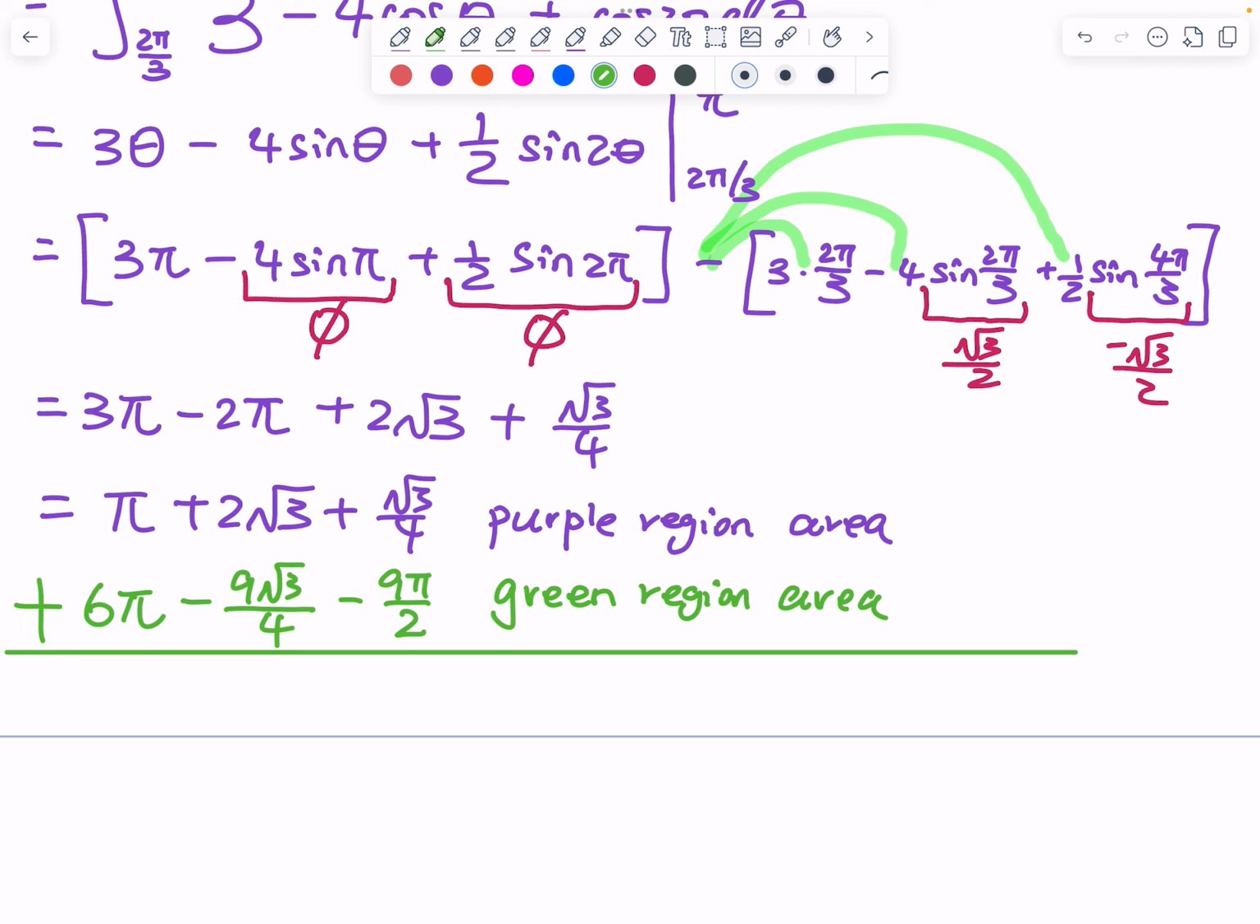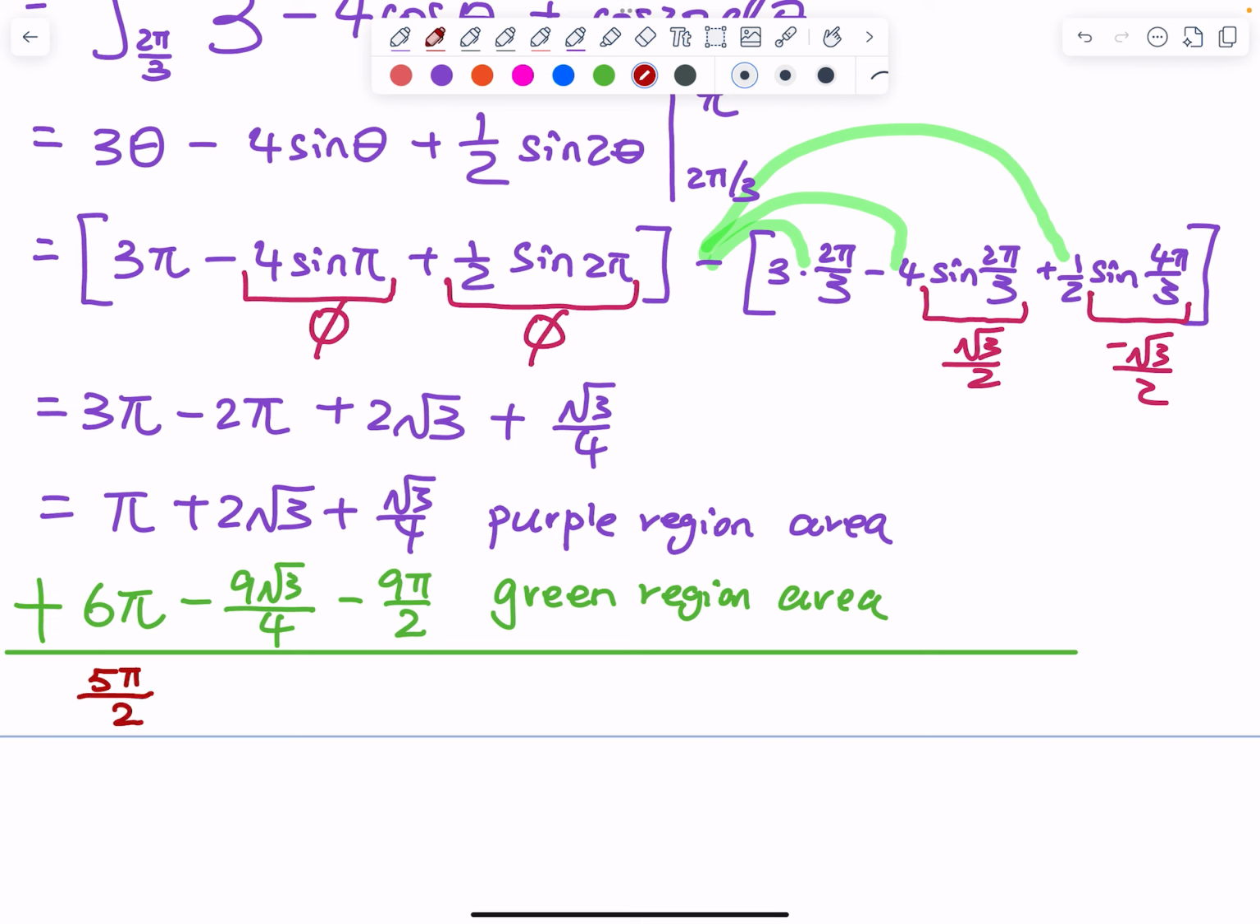Let's do the pi. This one is a 7 pi, and then a 9 pi over 2. So 7 and then 14, right? 7 pi minus 9 pi over 2. 14 minus 9 is equal to 5. So that will be 5 pi over 2. Let's use a different color. So this one is 5 pi over 2.